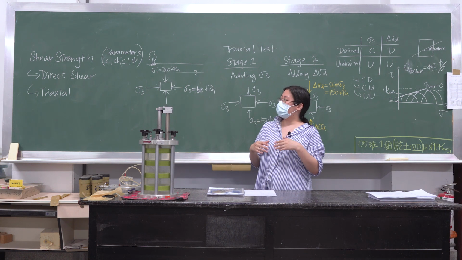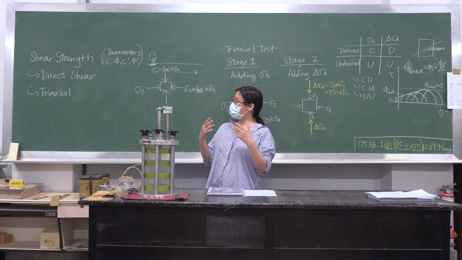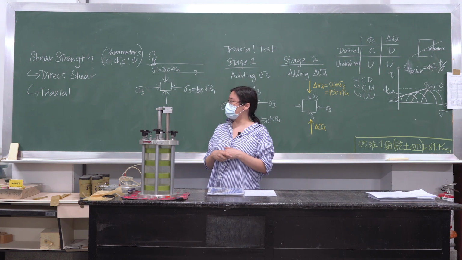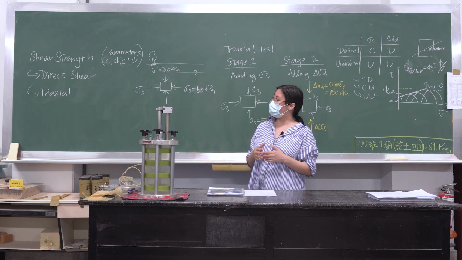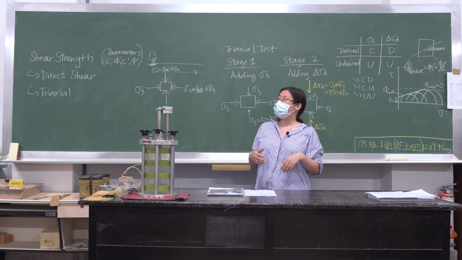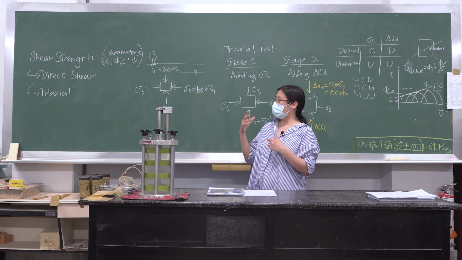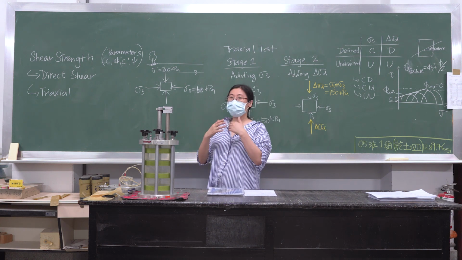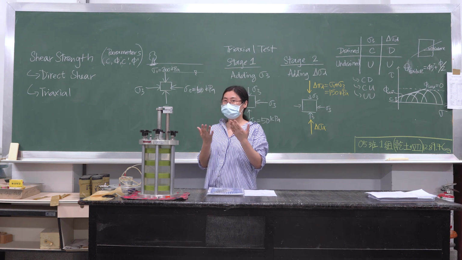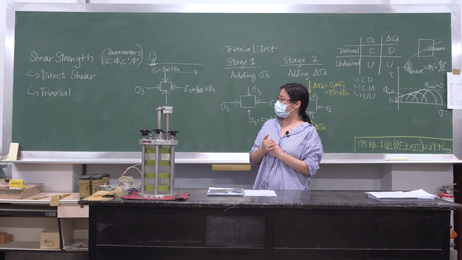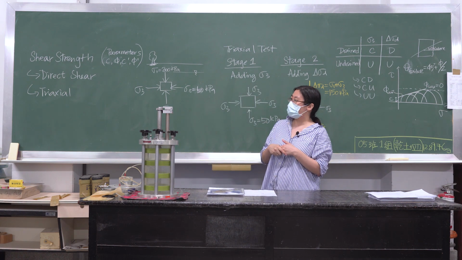In addition to that, you cannot control the drainage of the soil using the direct shear test setup. Because of these shortcomings, we are going to use another method to help us determine the shear strength of soil. Hopefully, with this test, we are able to control the stress states and also the drainage of soil better compared to the direct shear test. So the test that we're going to perform today would be the triaxial test.